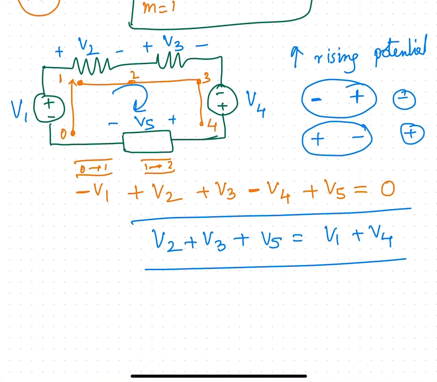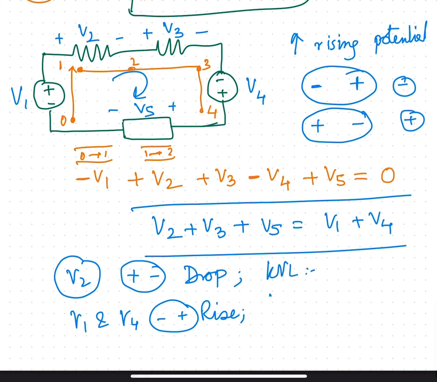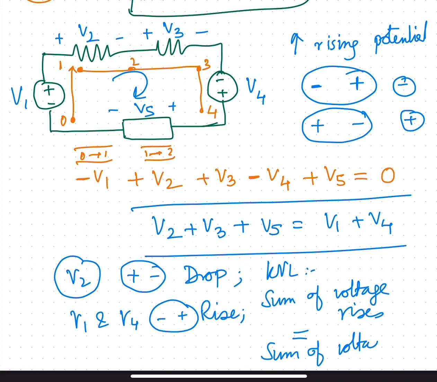Okay, so the sum of voltages around a loop is equal to 0, or you can say that V2 and V3 and V5, these are all, if you see, what is V2? V2 is basically a voltage drop, because you are going from positive to negative. And V4 and V1 are voltage rises. You are going from minus to plus, so this is a rise. So another statement of KVL would be: sum of voltage rises is equal to sum of voltage drops. Okay, so this is the simple statement of KVL.